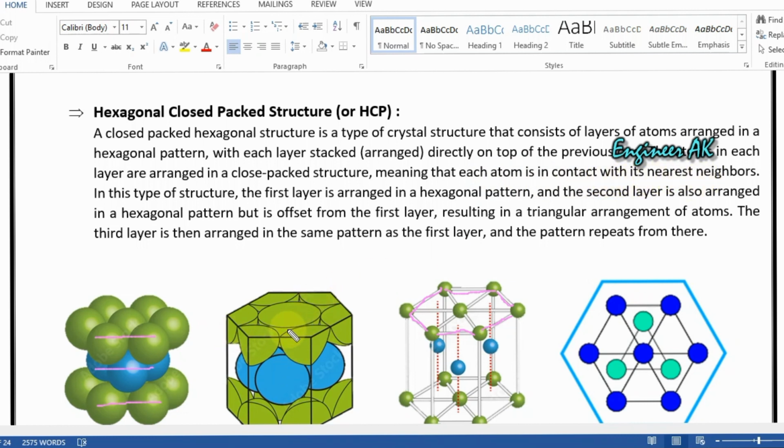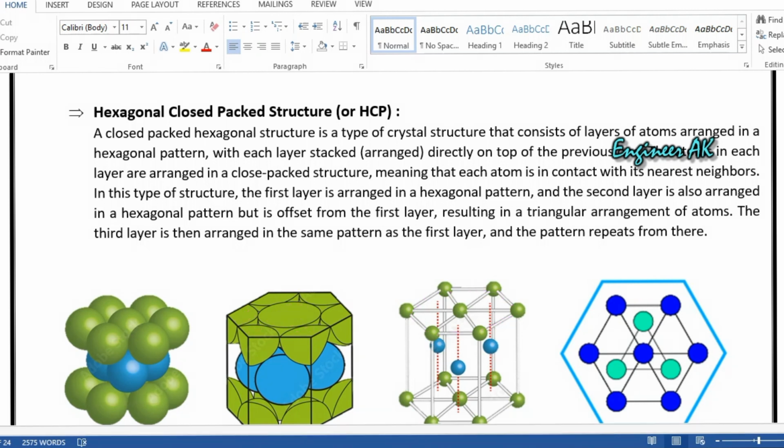So like if we see in this diagram, this is one atom and this is its neighboring atom, so it is attached with this, and its another neighboring atom is this, so it is also attached with this, and also attached with this lower one. So the first layer is arranged in a hexagon, meaning that each atom is in contact with its nearest neighbor. And in this type of structure, the first layer is arranged in a hexagonal pattern, and the second layer is also arranged in a hexagonal pattern, but is offset from the first layer, resulting in a triangular arrangement of atoms.